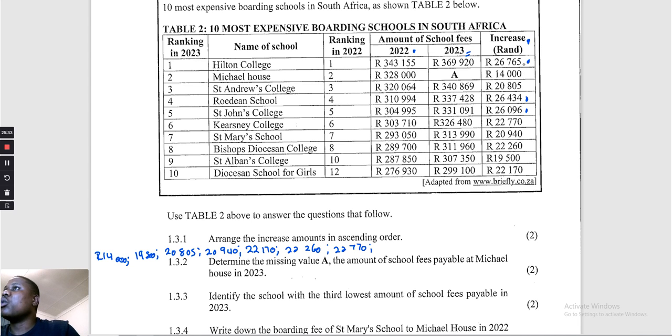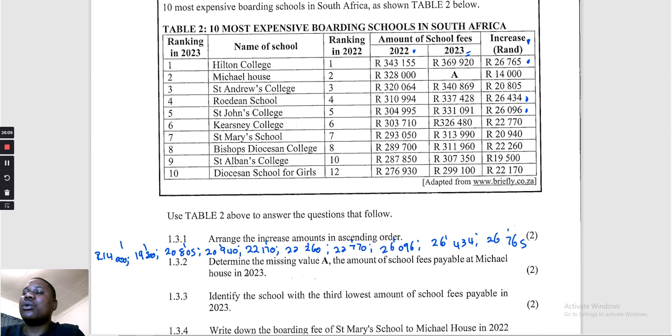So, which one is going to be our lowest? Our lowest is going to be 26,096. Then that will be followed by 26,434. Then that will be followed by 26,765. Okay, then we go to 1.3.2. But another thing to confirm, you need to count them. So there were 10. We must also get 10. So it's 1, 2, 3, 4, 5, 6, 7, 8, 9, 10.